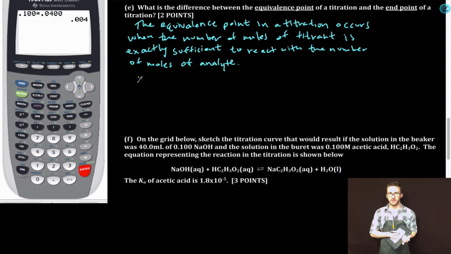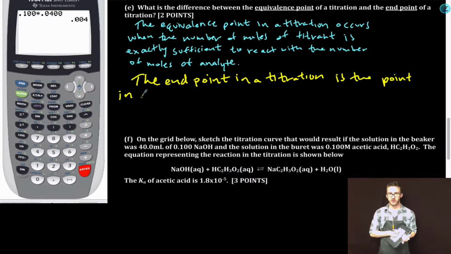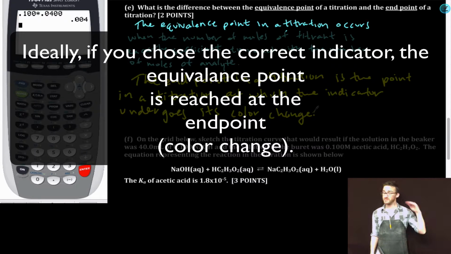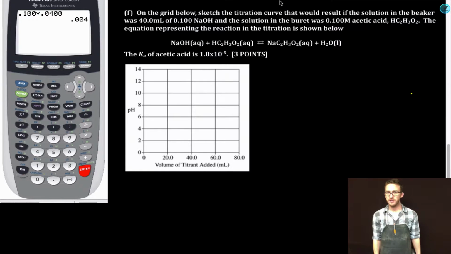Just an example. The end point in a titration is the point in a titration at which the indicator undergoes its color change. So two very important terms for titrations, often confused. Equivalence point is when you reach that stoichiometric ratio between your reactants. Endpoint is when you see that color change. Don't mix them up.